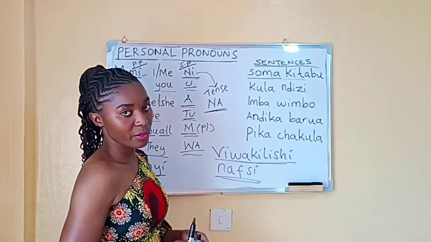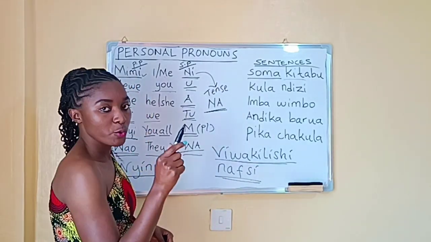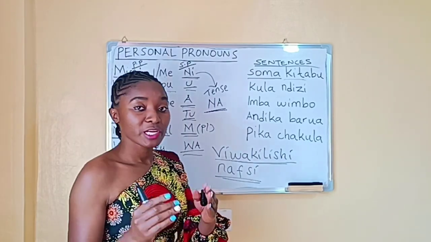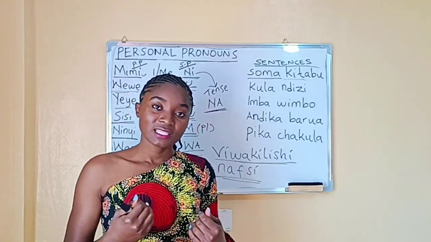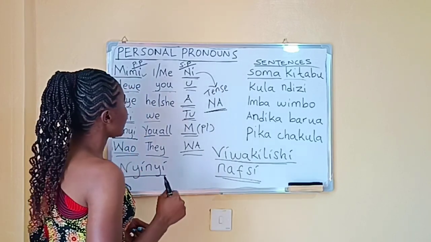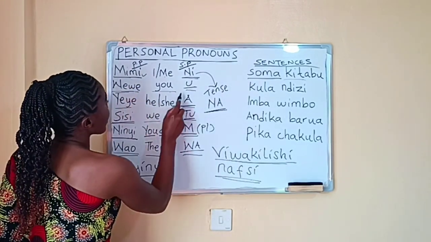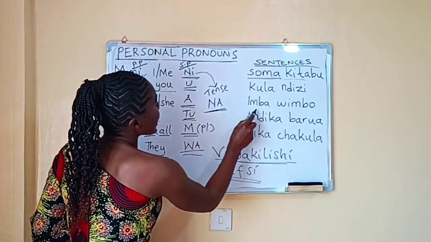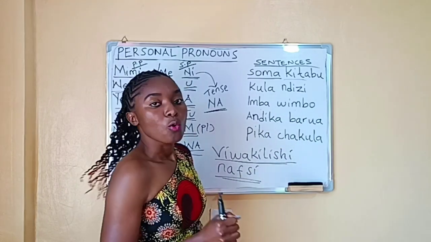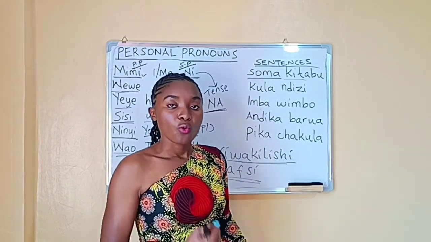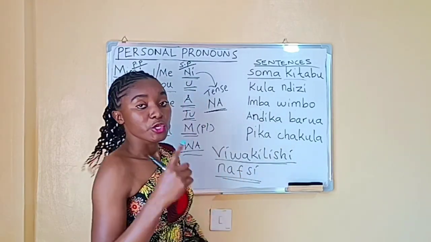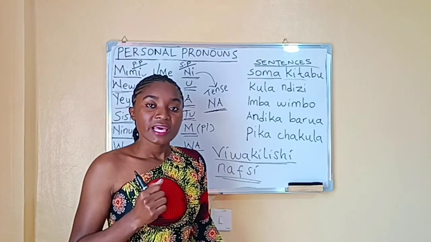Now referring to second person. Wewe, you. Okay, so I'm referring to you. Maybe you're doing something. Let's see what you might be doing right now. Wewe unaimba wimbo. This means you are singing a song.